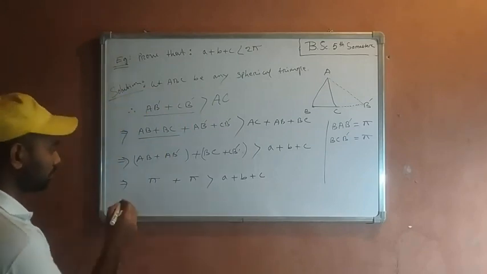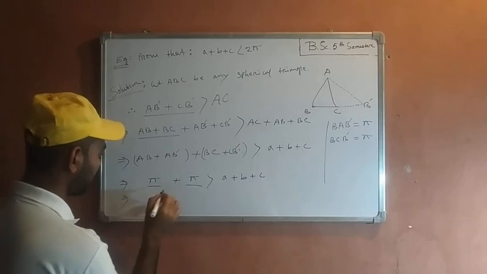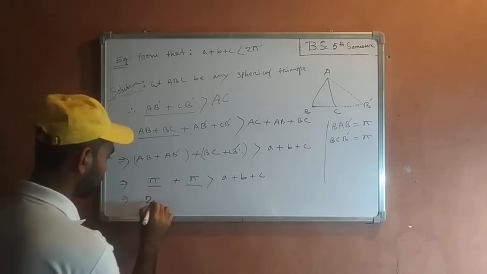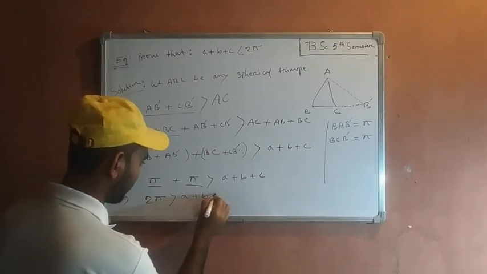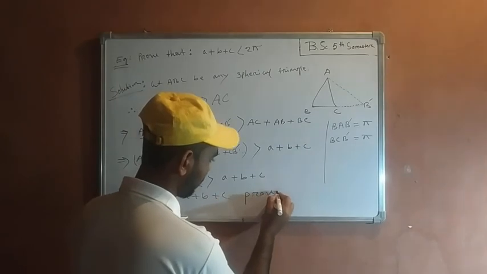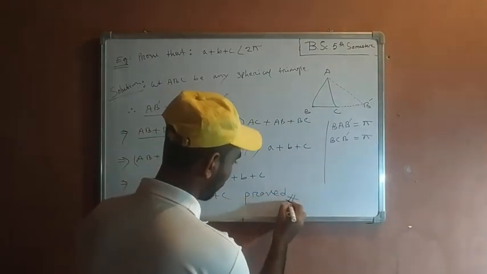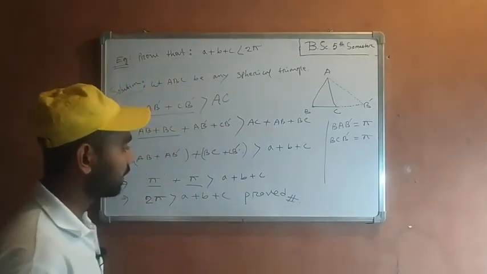Now pi plus pi, that is twice pi, is greater than a plus b plus c. Just proved. So guys, this video is complete.